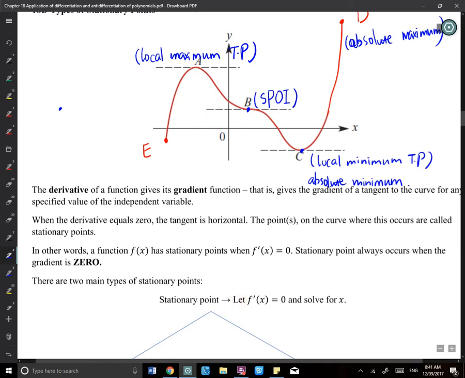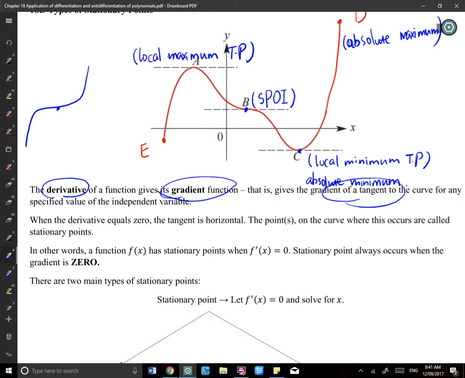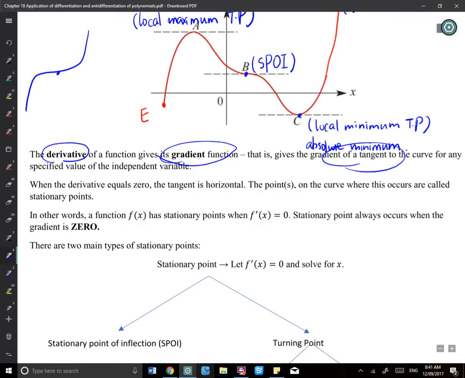The derivative of a function gives its gradient function. That is, it gives the gradient of the tangent of the curve for any specified value of the independent variable. So basically you need to remember the derivative is the gradient function of the tangent. Just ask any teacher to give you the sentence, they can write more for you.